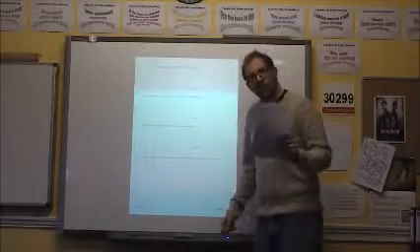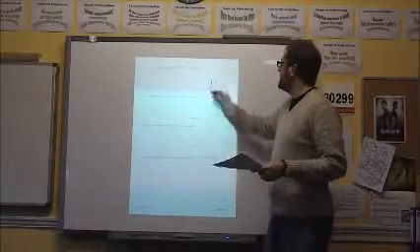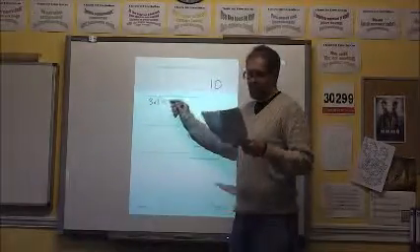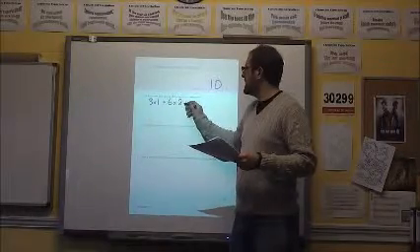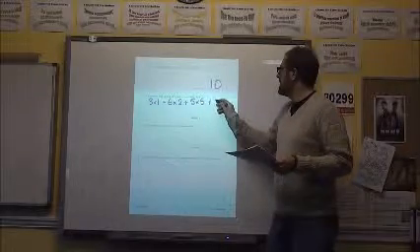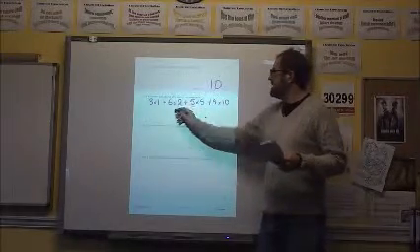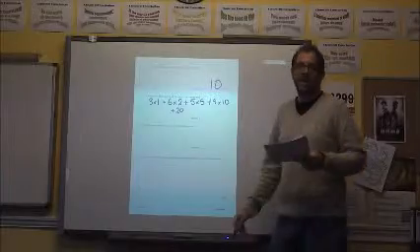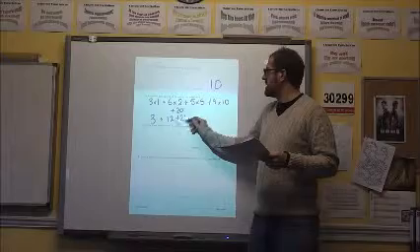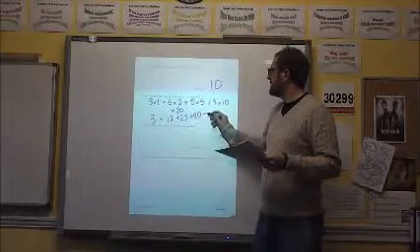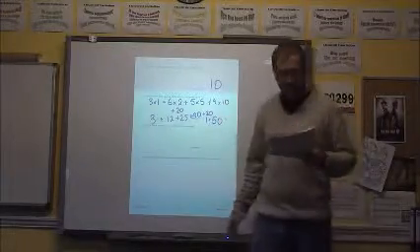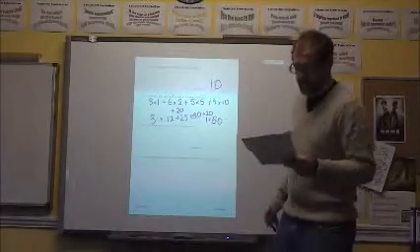The mode is the most common, which is 10p. The total value: you've got 3 1p's, and you've got 6 2p's, and you've got 5 5p's, and you've got 9 10p's, and you have 1 20p. Now if you add those all up, you've got 3 plus 12 plus 25 plus 90 plus 20, which gives you £1.50. Total money is £1.50.